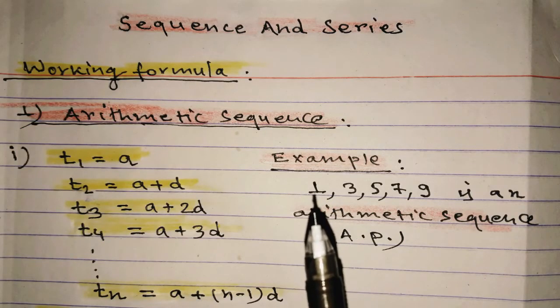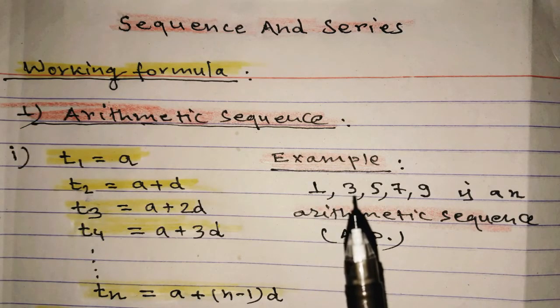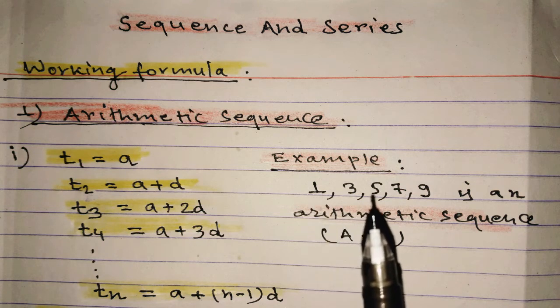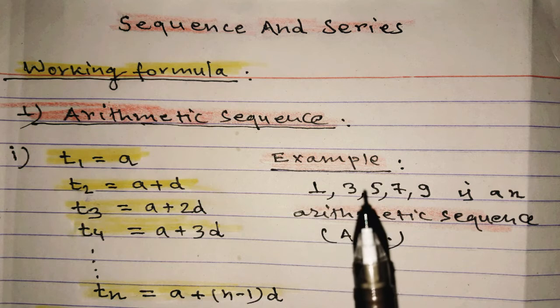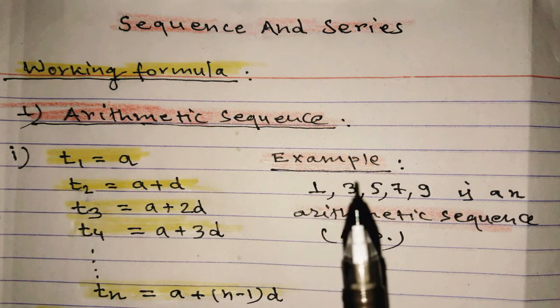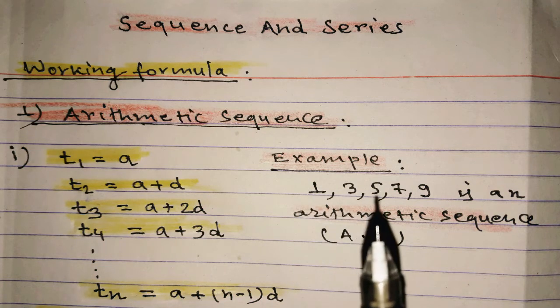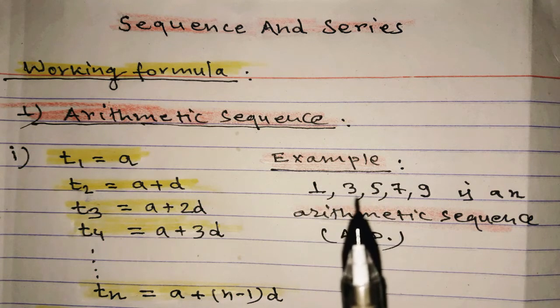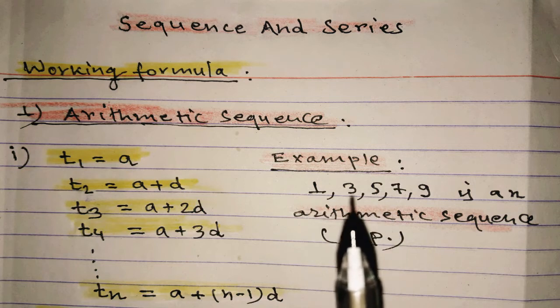In the example, 3 is the arithmetic mean of 1 and 5. According to the formula, the arithmetic mean is A plus B by 2. That means 1 plus 5 is 6, 6 divided by 2, we get 3. So the arithmetic mean between any two numbers is obtained by the formula A plus B by 2. 1 plus 5 is 6, 6 by 2 is 3.